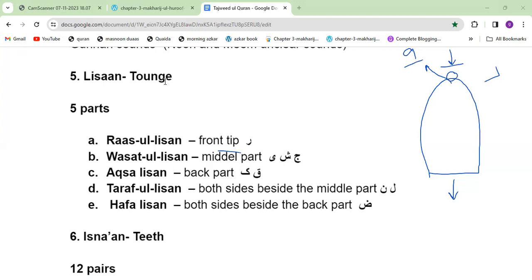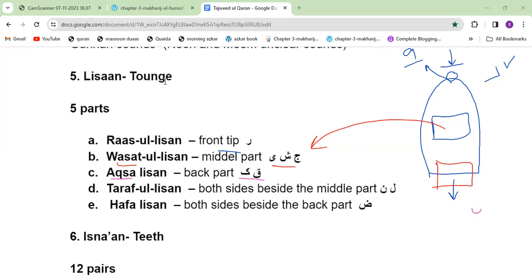So the ras al-lisan was pronouncing ra itself without involving any teeth. Okay. Then we move towards the middle part that was used to pronounce the letters jim, sheen, and ya, the middle part as wast al-lisan. And then we have the back of our tongue that is used to pronounce the heavier letters, and we call the back of our tongue aqsa, right? Just like in our throat, aqsa al-halq, or in the tongue, aqsa al-lisan, basically the back part of our tongue that is attached to our throat.